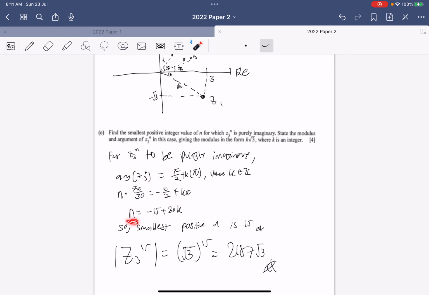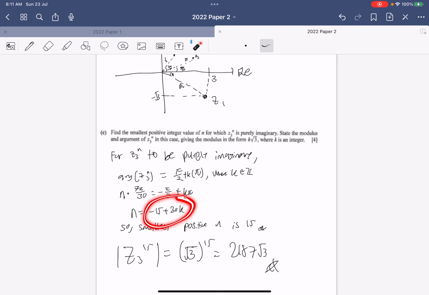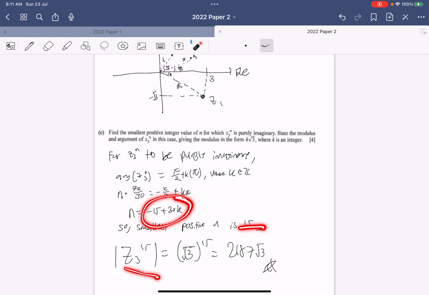So we know that n must equal minus 15 plus 30k. And so the smallest positive integer now, well, you sub k is 0, then this is minus 15, so it can't. Sub k as 1, it can't. Sub k as 2, it works, and now it becomes 15. So the modulus of z3 to the 15, is just square root 3 to the power of 15, which is this final answer, 2187 square root 3.